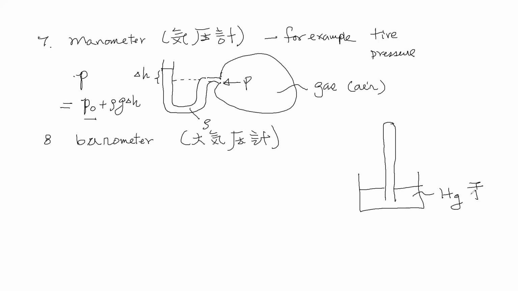Hg is called gong, right? Or called 水银. Mercury, it's also called mercury. Okay, and it's poisonous, so you don't want to get too close.